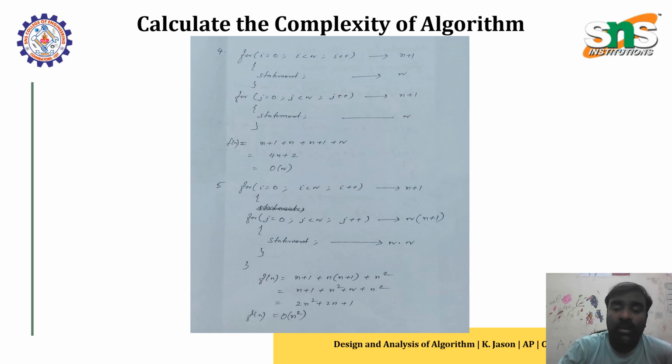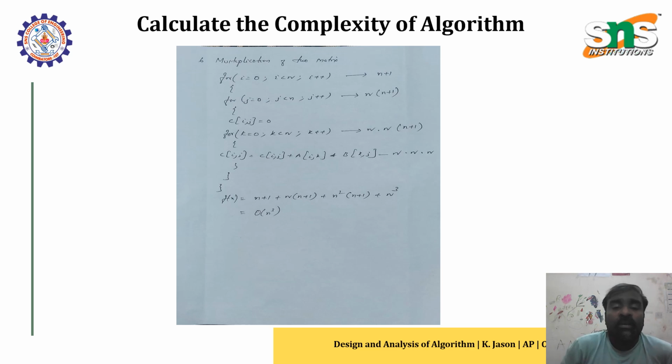Next, multiplication of two matrices. First loop we are using n plus 1 times. Inside, inner body n times, another loop n times, execution n times. Once again, the j loop n plus 1 times, inner body n times. Another loop, the k loop, is n plus 1 times, inner body n times. Calculate everything; the answer is n cube. So big O of n cube times is the execution.